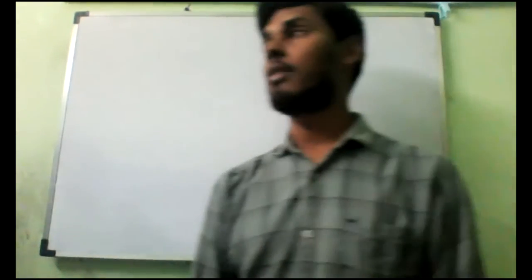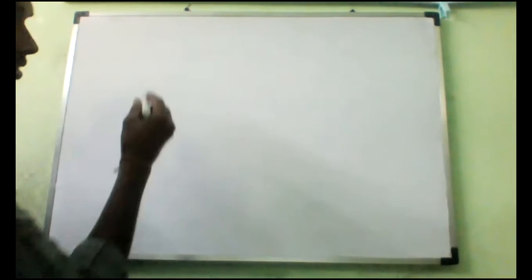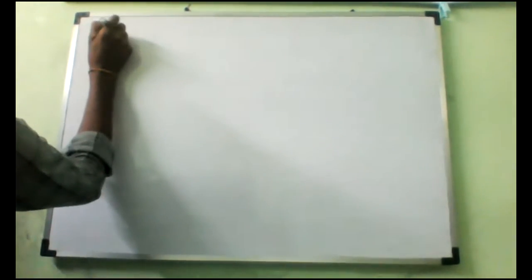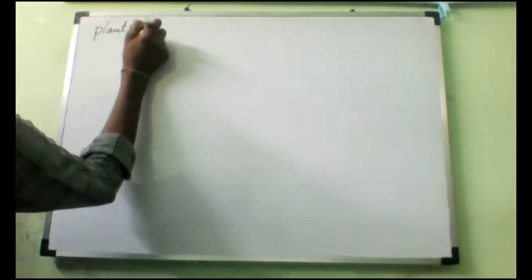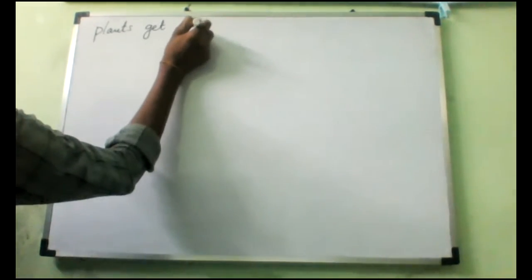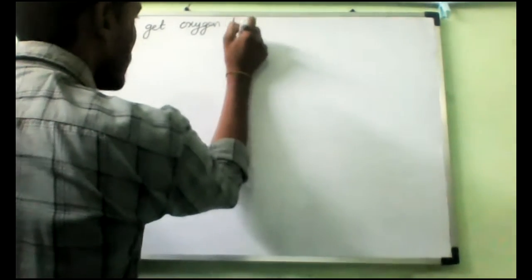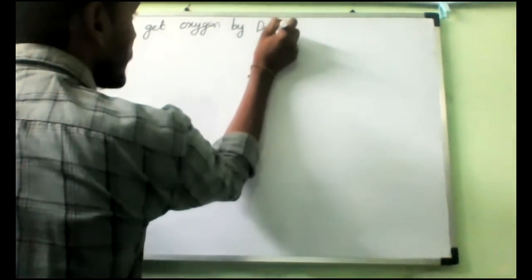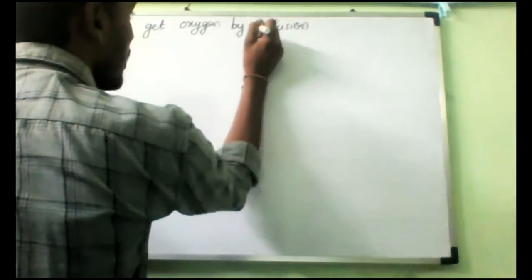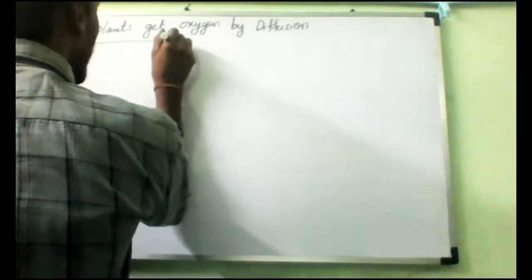So now let us see how plants get oxygen. Plants always get oxygen by the process called diffusion. Understand? All of you keep noting. Plants get oxygen by which process? Diffusion. So that is what you should know. Plants get oxygen by diffusion. So let us start with this.